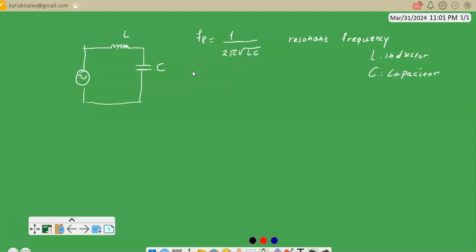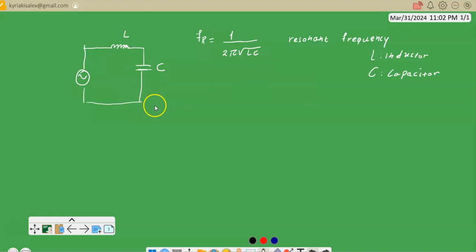The resonant frequency depends on the value of the inductor and capacitor. So if this product is big, then the resonant frequency is small. If this is small, the resonant frequency is big. We have a reverse proportion connection here in this formula. And the first thing we need to do is to find the total impedance in the whole circuit.